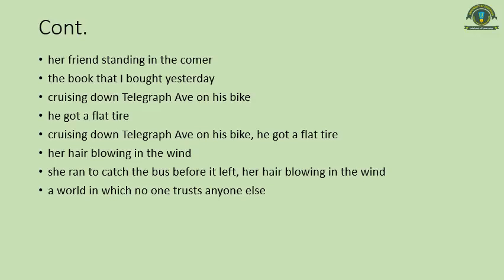Here are some other examples in order to find out special kinds of phrases and clauses, like the previous slide. The first one is, her friend standing in the corner. The book that I bought yesterday. Cruising down Telegraph Ave on his bike. He got a flat tire. Cruising down Telegraph Ave on his bike, he got a flat tire.